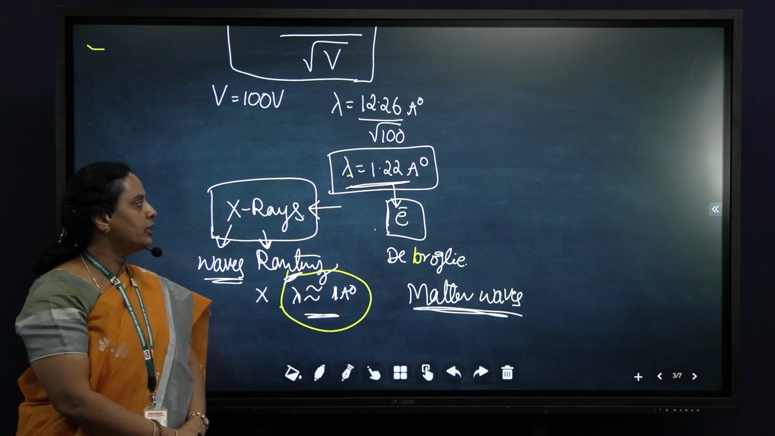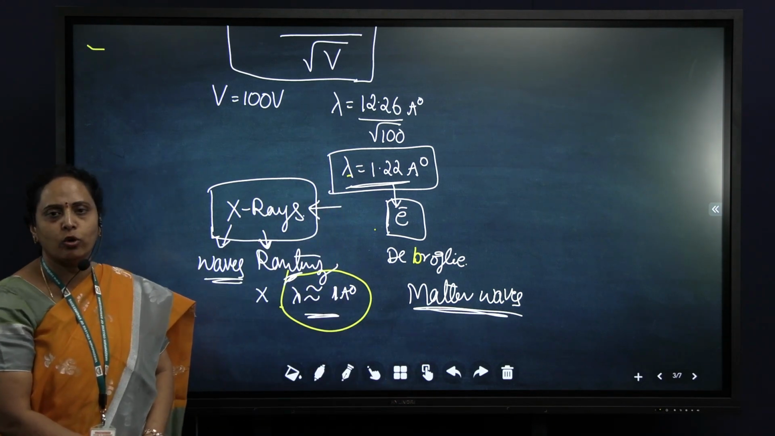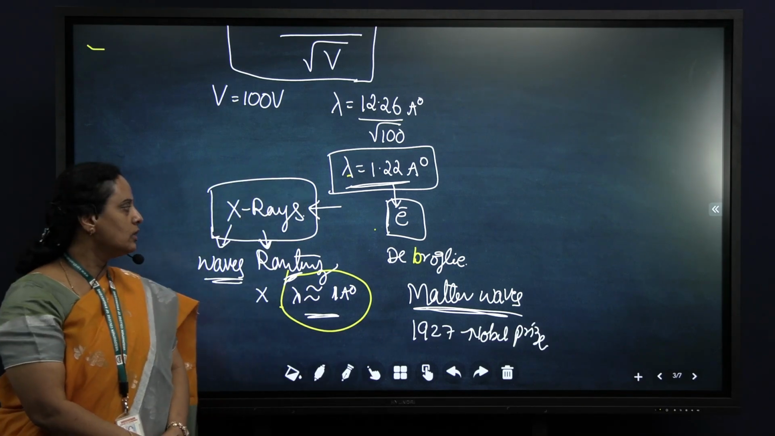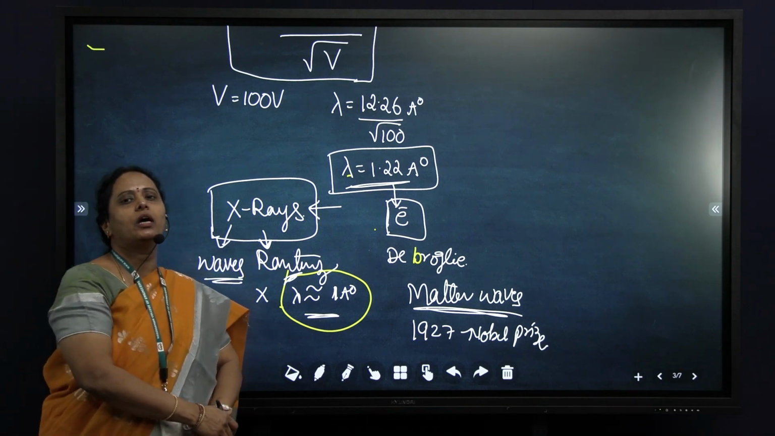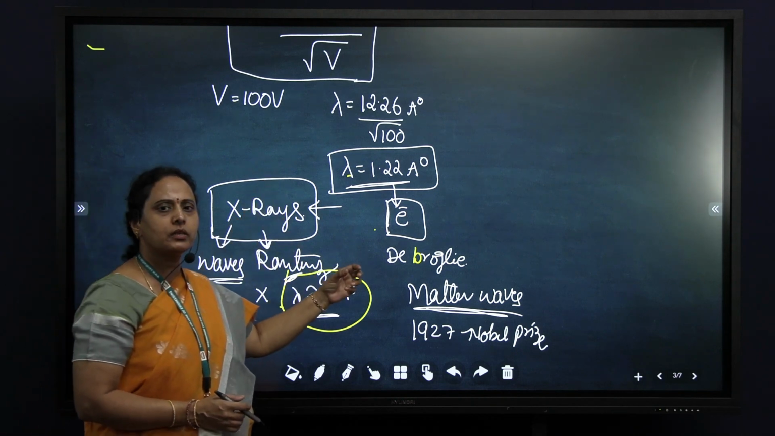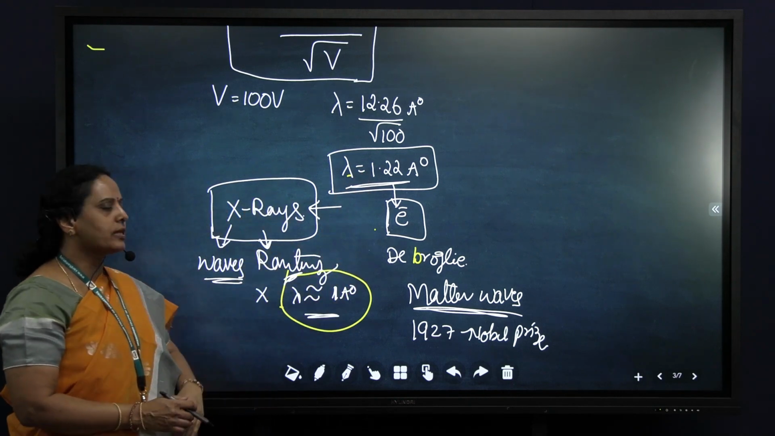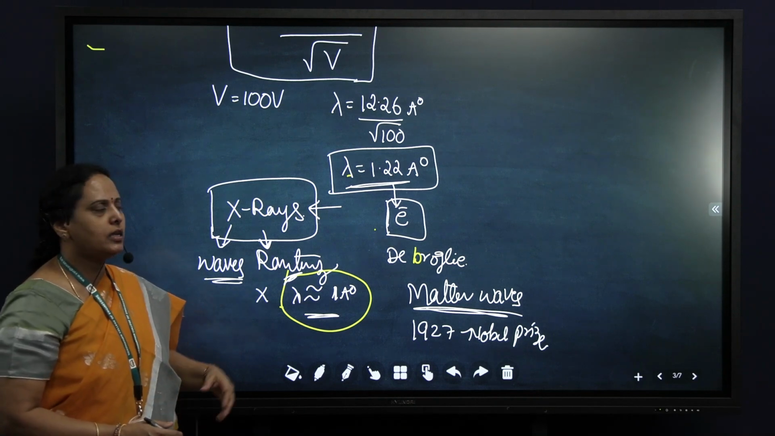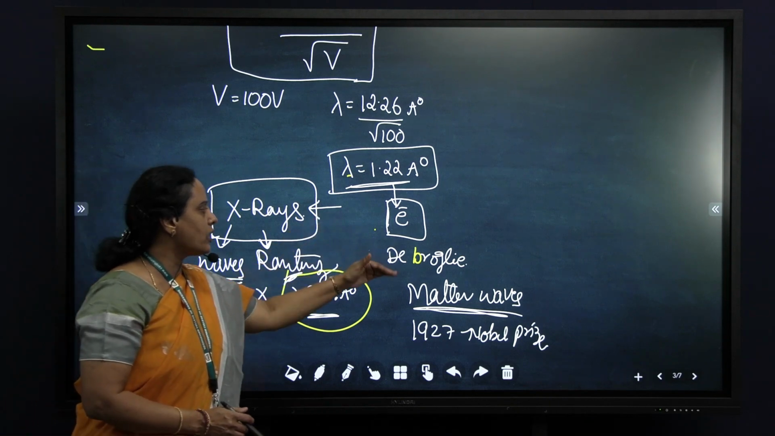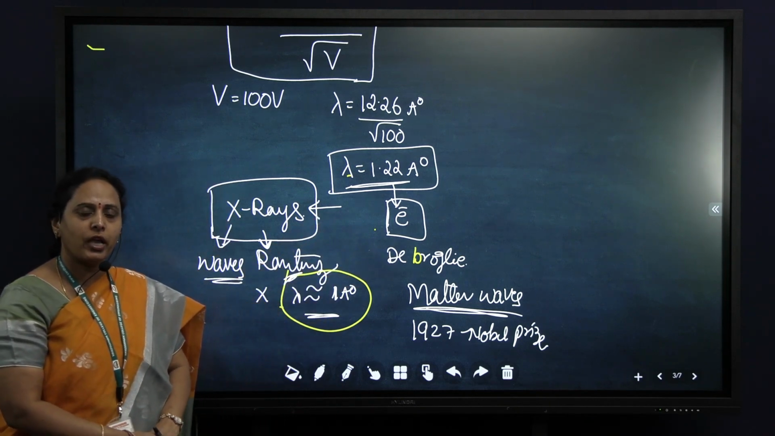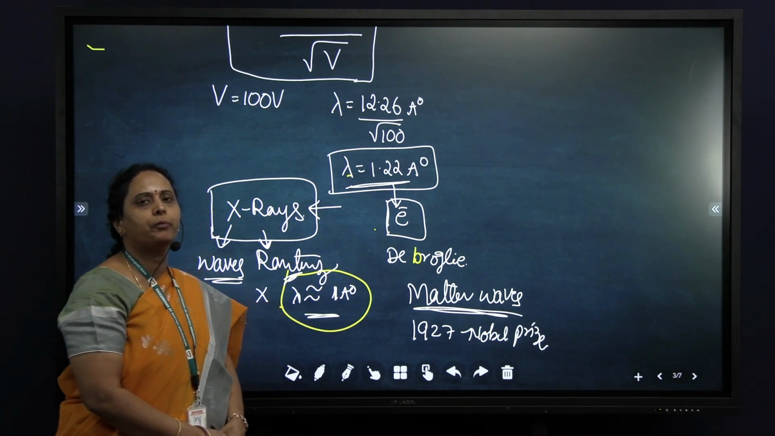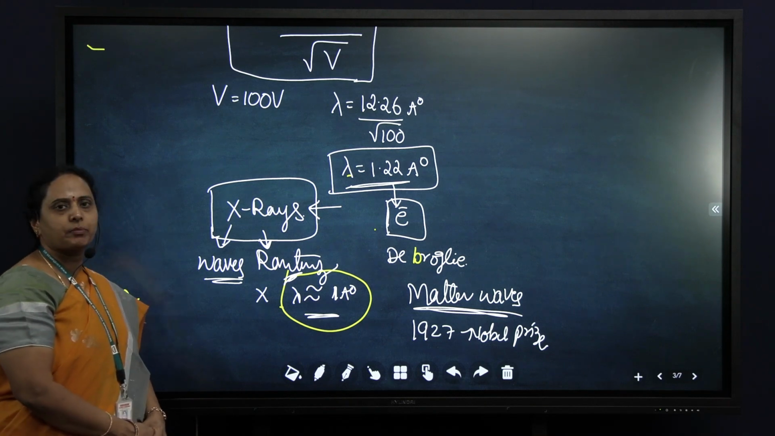And for this particular work, he even got the Nobel Prize in 1927. But the thing is, he could not give the experimental proof for this. He could successfully explain the matter waves, and he could compare them with X-rays, and he mathematically said that a new type of waves had been discovered, known as de Broglie's matter waves, and they behave like waves. Everything is fine, but the experimental proof was not given by de Broglie.